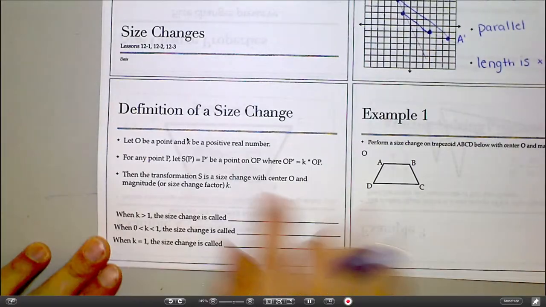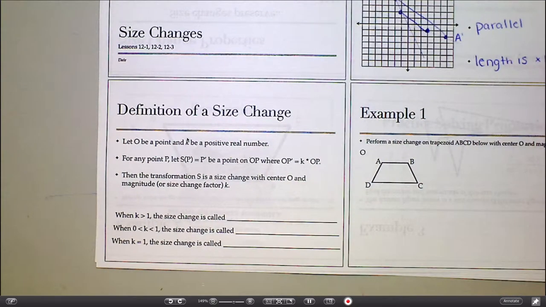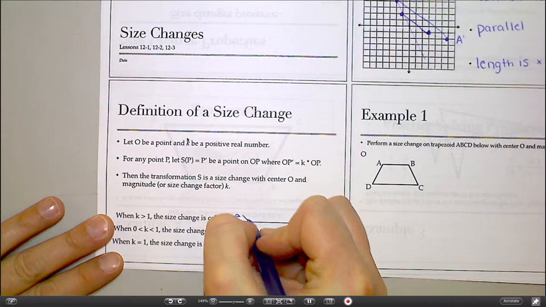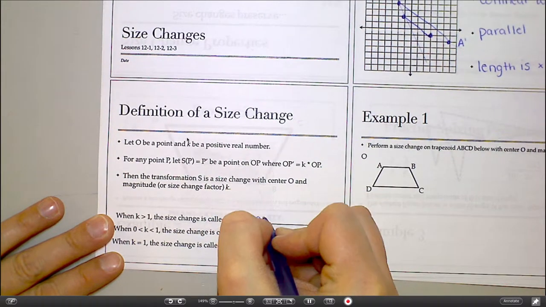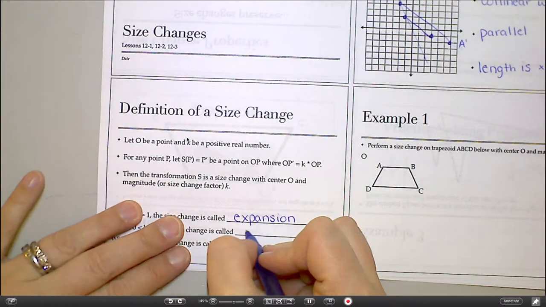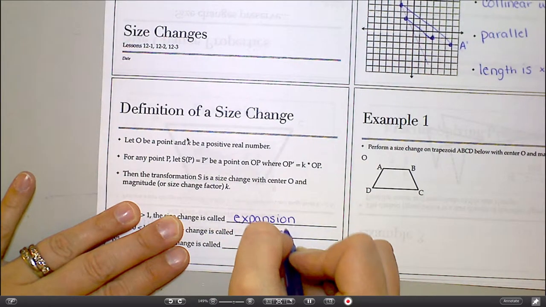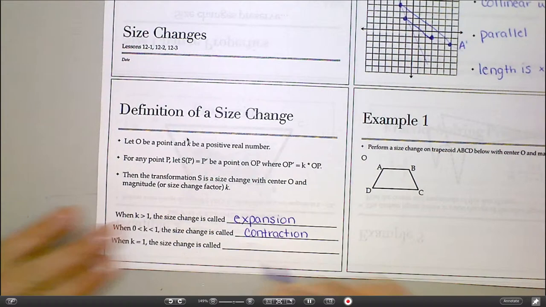So down here I gave you the definition. This is the mathematical definition of a size change. It sounds crazy complicated. Really all it's saying is that when you do a size change, all of your lengths are going to get multiplied by k, which is pretty much what we figured out up here. What's it called when k is bigger than 1? An expansion. Why do we call it that? Because it gets bigger. Good. What do we call it when k is between 0 and 1? That's a contraction because it's going to get smaller. What kinds of numbers am I talking about there? Yeah, decimals, fractions, things like that.